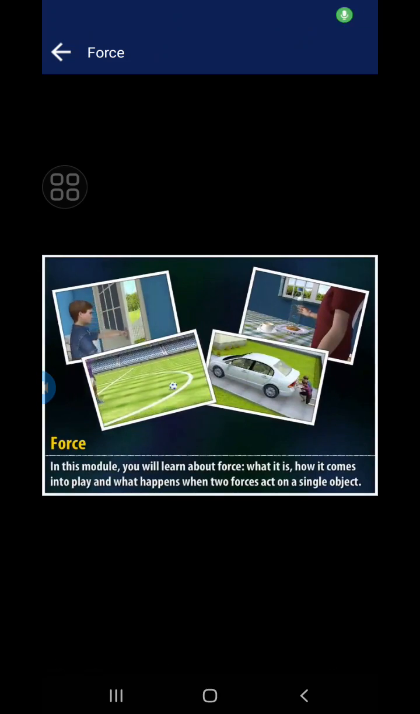In this module, you will learn about force, what it is, how it comes into play, and what happens when two forces act on a single object.